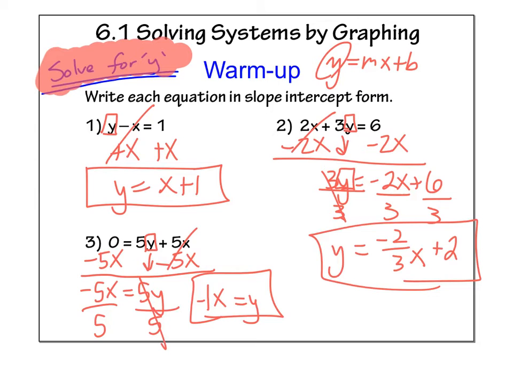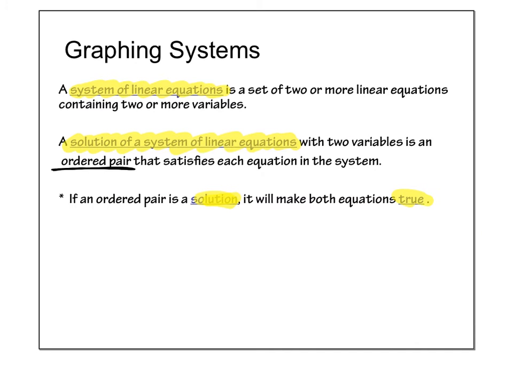Moving on to the actual lesson for today. It starts with a few definitions. And what I have highlighted for you is what goes in the blanks on your notes, so I'd like for you to go ahead and write those in. Essentially, graphing a system of equations is this. A system of linear equations, what are they? It is a set of 2 or more linear equations containing 2 or more variables.